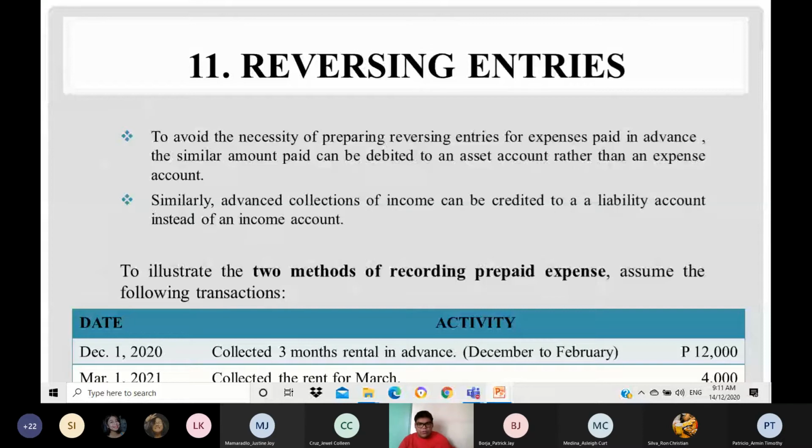Now for unearned income, this time you are the one who collected. To illustrate the two methods, assume the following transactions. On December 1, a new tenant comes in and you collected 3 months in advance, from December to February, 12,000. And then on March 1, you collect rent for the month of March, 4,000.